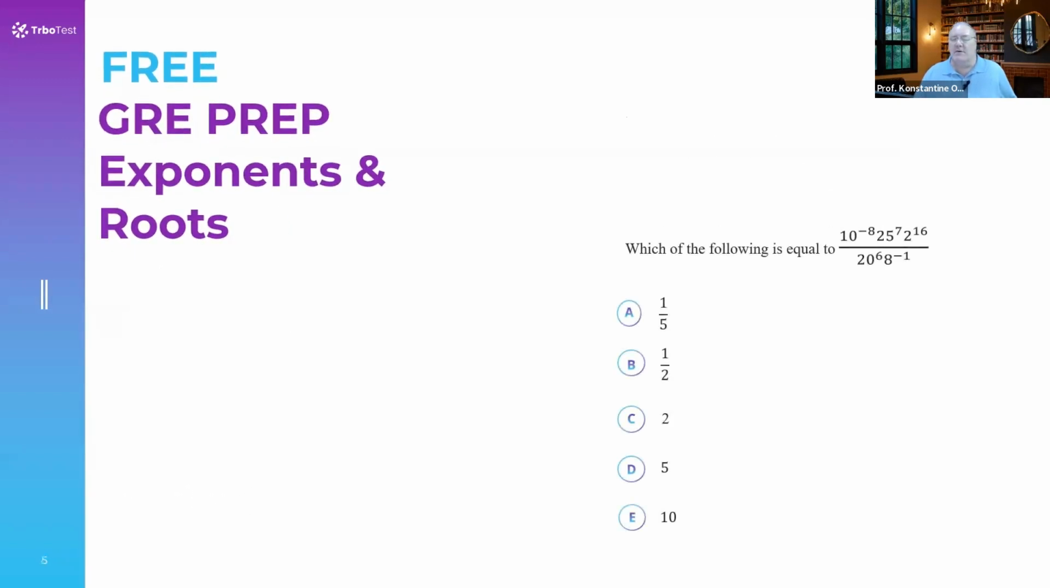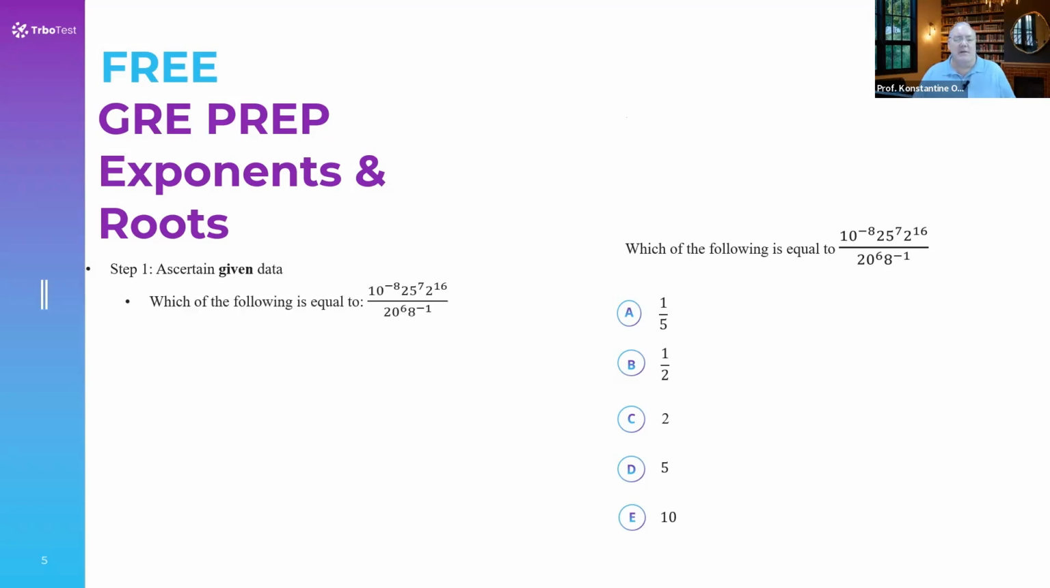So the next question says, which of the following is equal to 10 raised to the negative 8 times 25 raised to the 7th times 2 raised to the 16th divided by 20 raised to the 6th times 8 raised to the negative 1? There's a lot going on there. It seems very complicated, but if you've taken one of our GRE classes that's offered through TrboTest, you would know how to answer this very quickly.